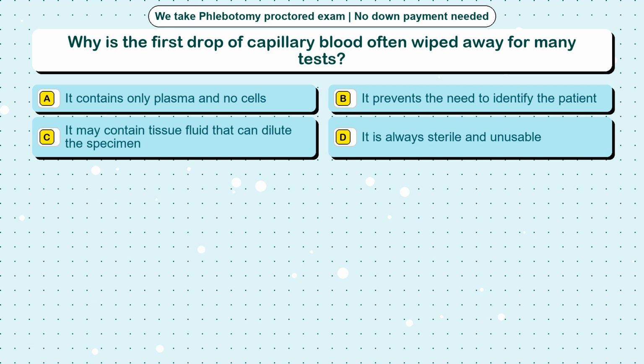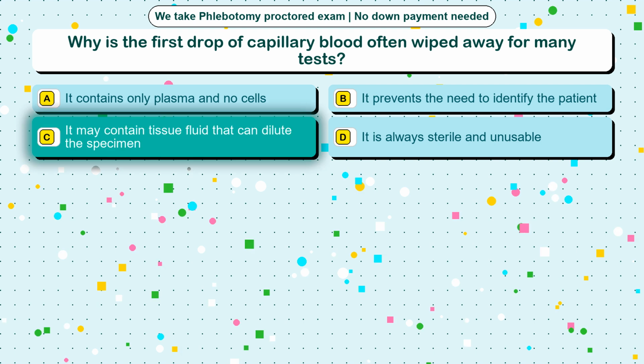Question 18. Why is the first drop of capillary blood often wiped away for many tests? Option A. It contains only plasma and no cells. Option B. It prevents the need to identify the patient. Option C. It may contain tissue fluid that can dilute the specimen. Option D. It is always sterile and unusable. The correct answer is option C.